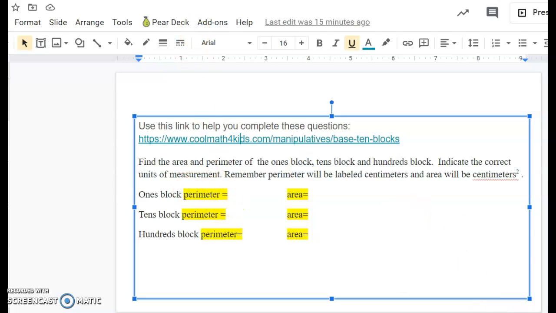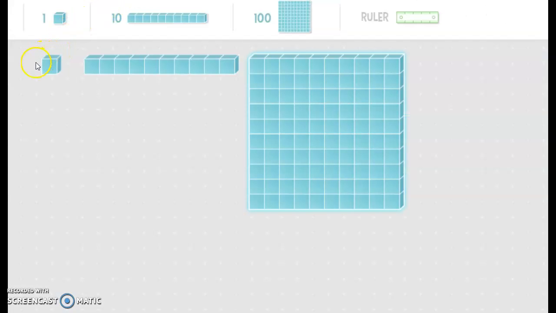So for the ones block, to find the perimeter, we're going to count the outside. 1, 2, 3, 4. To find the area, we're going to count the inside. 1. Okay? To find the tens block, you're going to count those toothpicks. You're going to count the outside. 1, 2, 3, 4. Don't forget to go all the way around. And then to count the area, you'll count the inside.